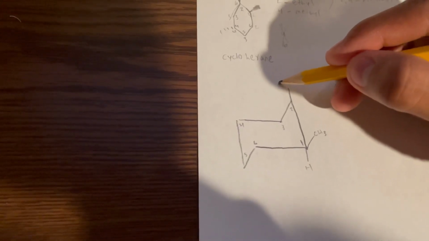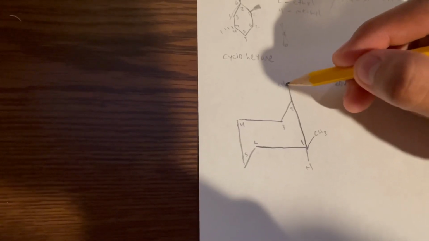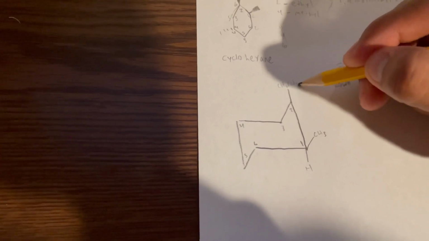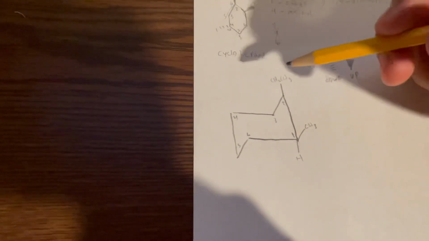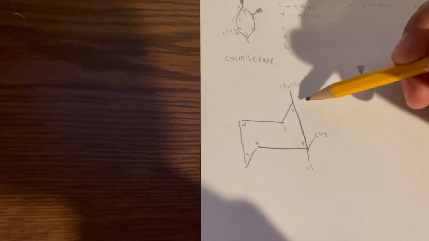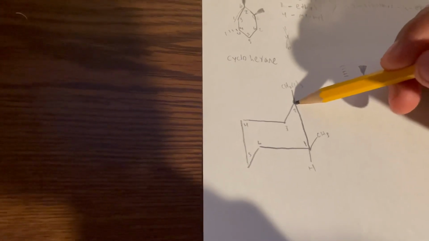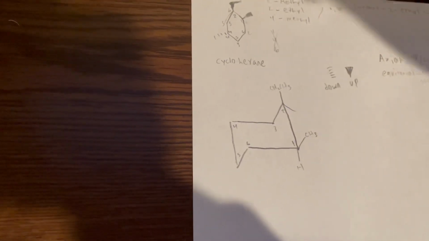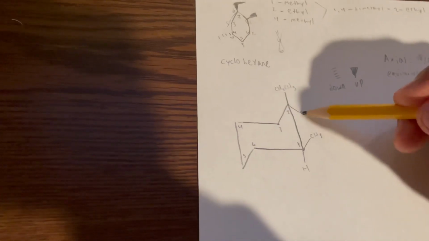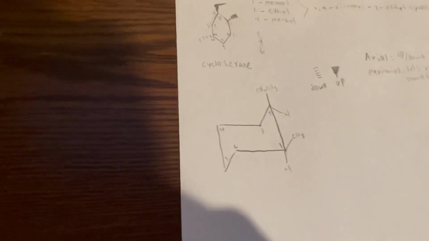This is going to be CH2CH3. And then don't forget our hydrogen. Hydrogen is going to look like this. It's going to be a equatorially down H. All right, let's move on to number 4.